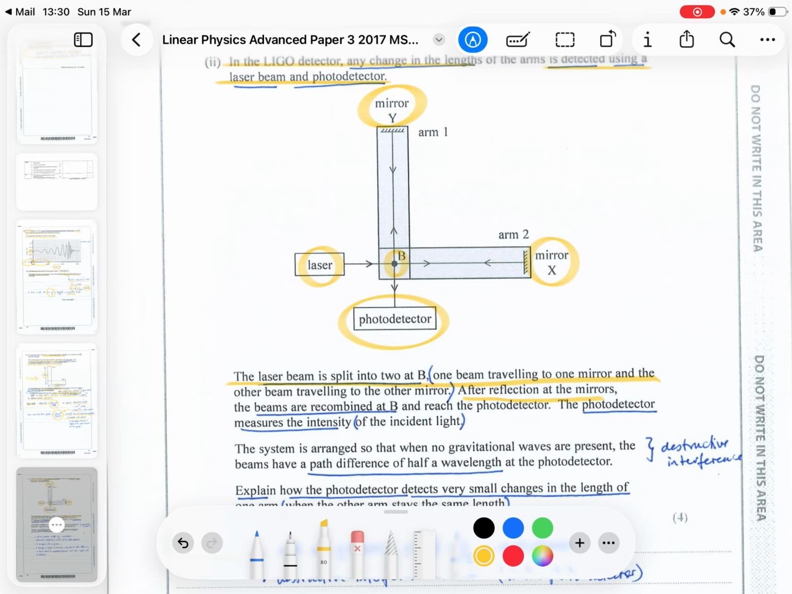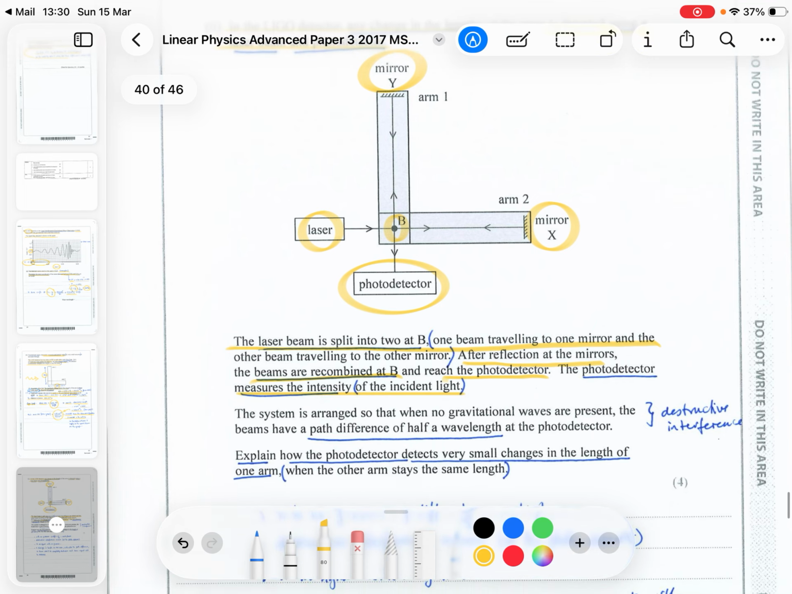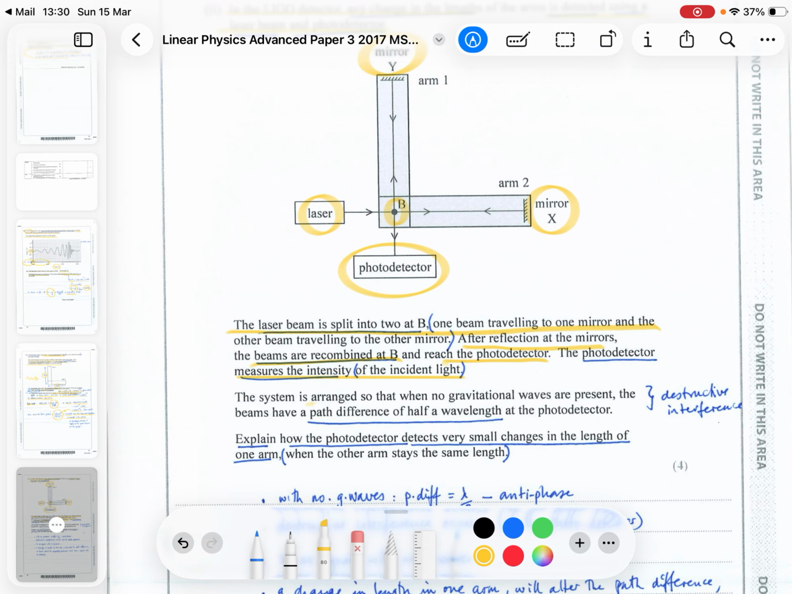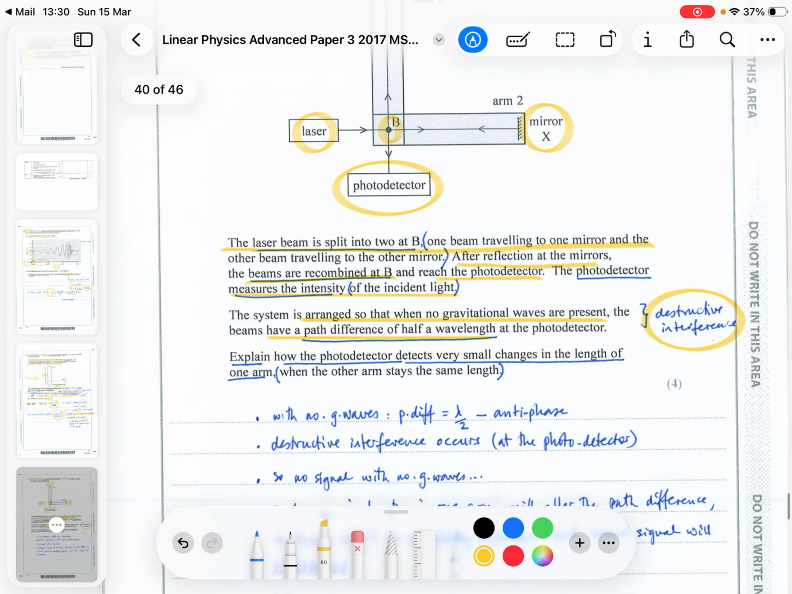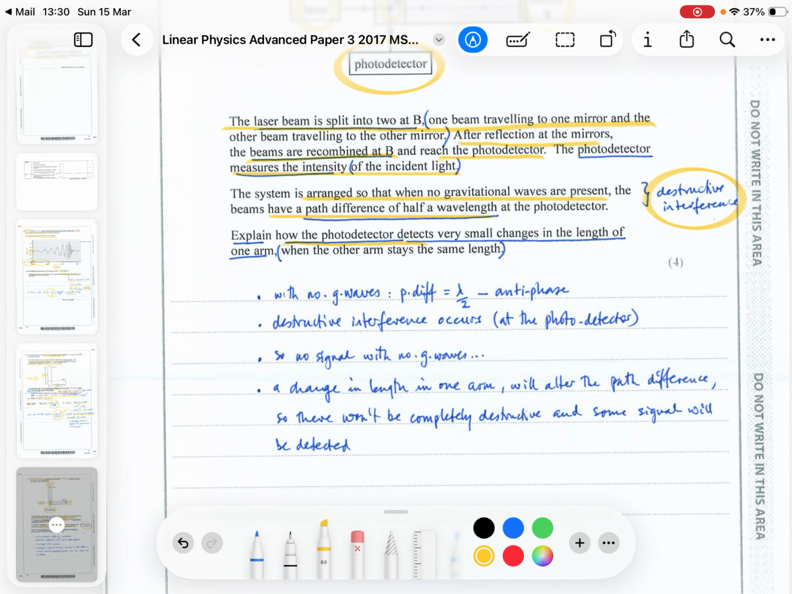After reflection, the beams are combined again at B, reach the photodetector, and the photodetector measures the intensity of the light. So if there's a change in the intensity of the light, that means something has caused that. Okay? The system is arranged so the default setting, when no gravitational waves are present, the path difference is half a wavelength between the two split beams that have to travel. So this should lead to destructive interference under default settings. Explain how the photodetector detects very small changes in the length of one arm.